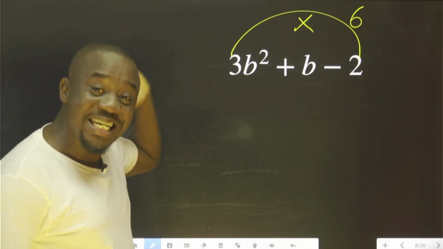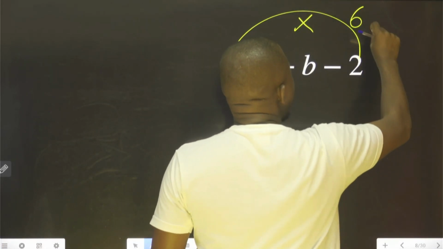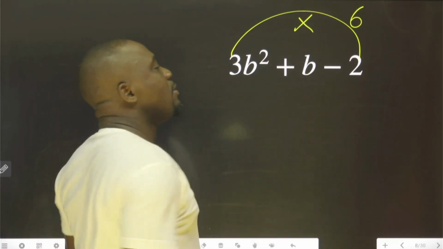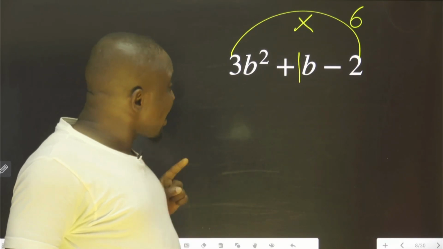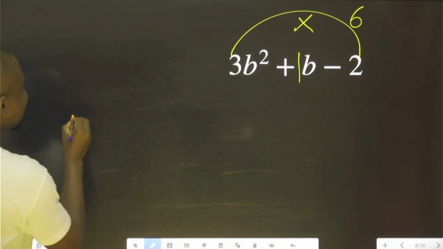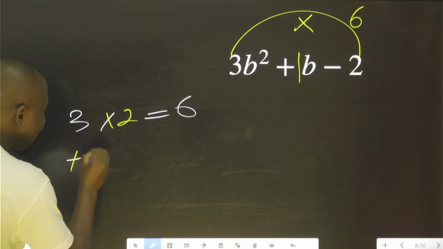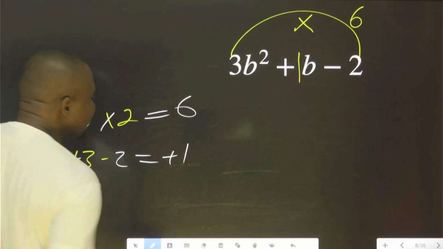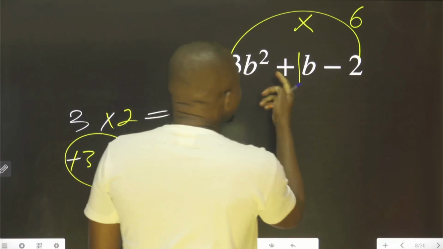Now we have 6. Is the 6 we are going to use. What can we use to get 6, and if we add them together, we have 1? Because 1b is at the center, 1. You agree with me to have plus 1. That is 3 multiplied by 2 will give us 6. Plus 3 minus 2 will give us plus 1. So these are the two guys to replace this middle guy.